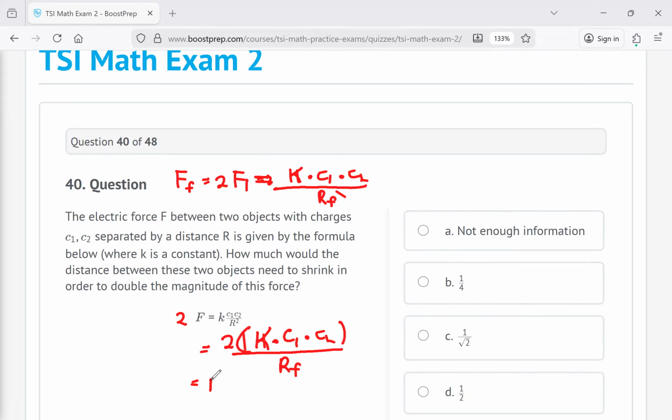It would give you R_F equals, so this is R squared, and then this is going to be 1/2. And then what you're going to do is take the square root of both sides. So this is going to be the square root of 1 over the square root of 2. And we know that the square root of 1 is 1, and then on the bottom, the square root of 2. So it's going to be C.